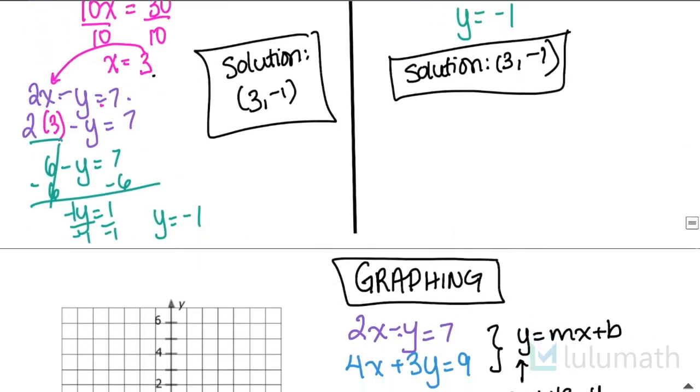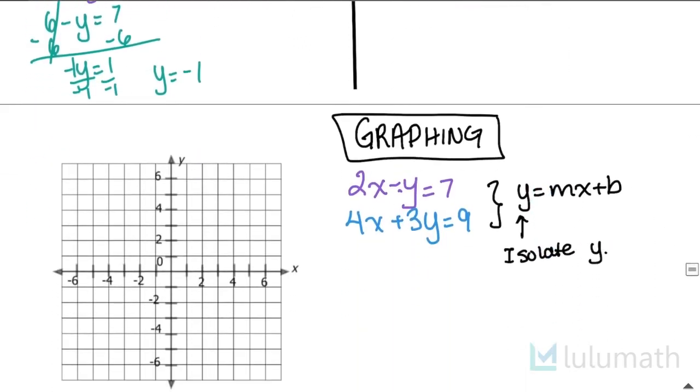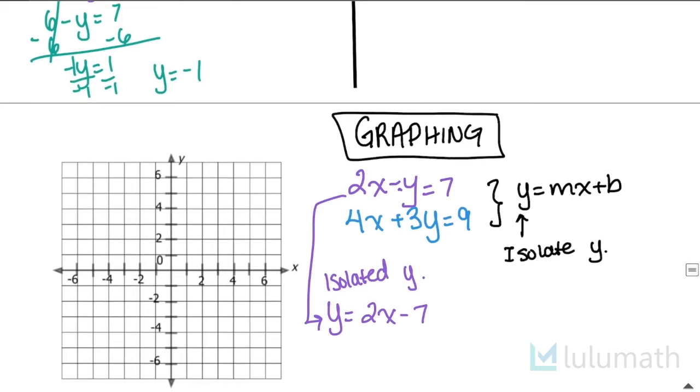So I'm not going to spend the time doing that again. So we know that one of the equations that we're going to graph out is y equals 2x minus 7. So that's what this turned into when we isolated y. Okay, now let's go ahead and isolate the y in our blue equation.